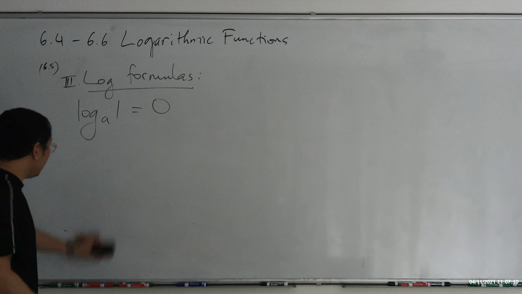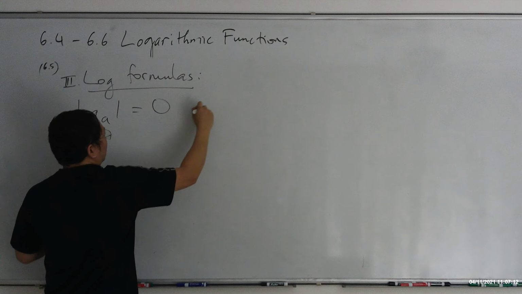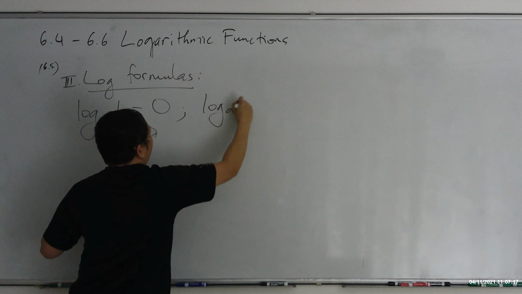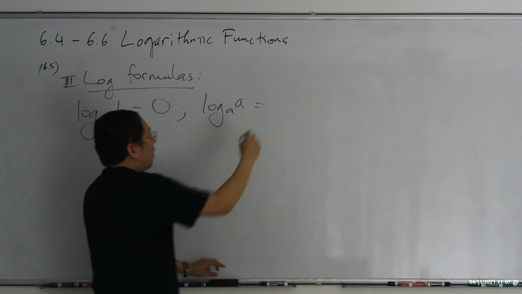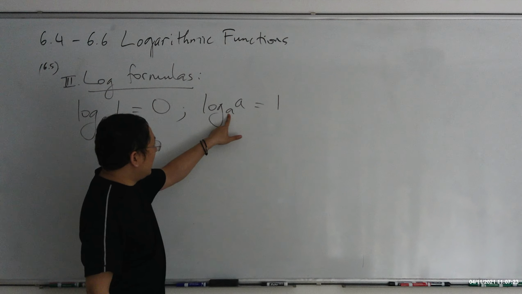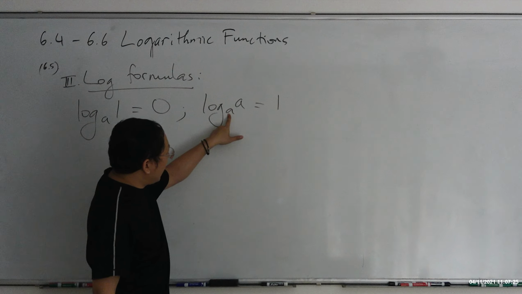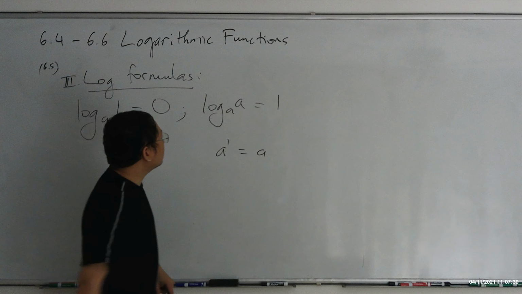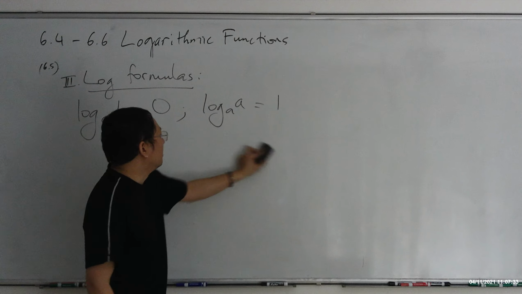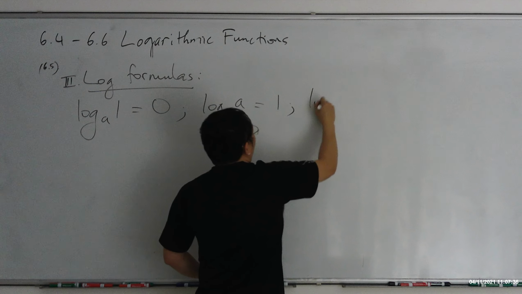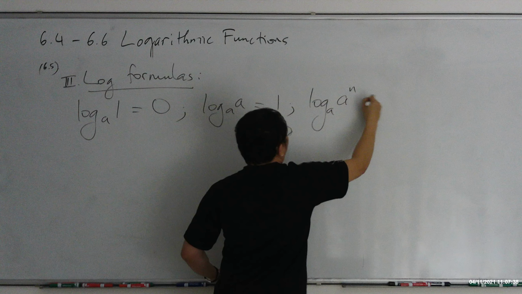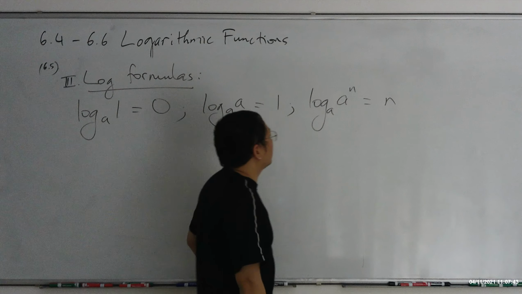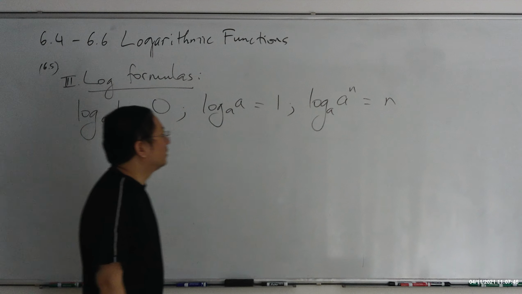How about this? I'm going to save some space, so I'll write right here: log base a of a. Guess what? This is equal to 1. Why? a here is the base. You ask yourself, base a raised to what exponent gives me back a? Of course, a raised to the first is a. More generally, log base a of a to the n is equal to n, because a is the base, raised to the n exponent.